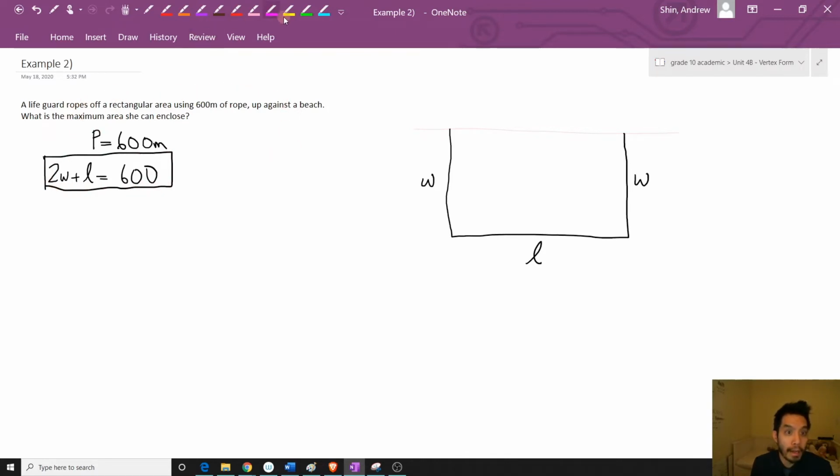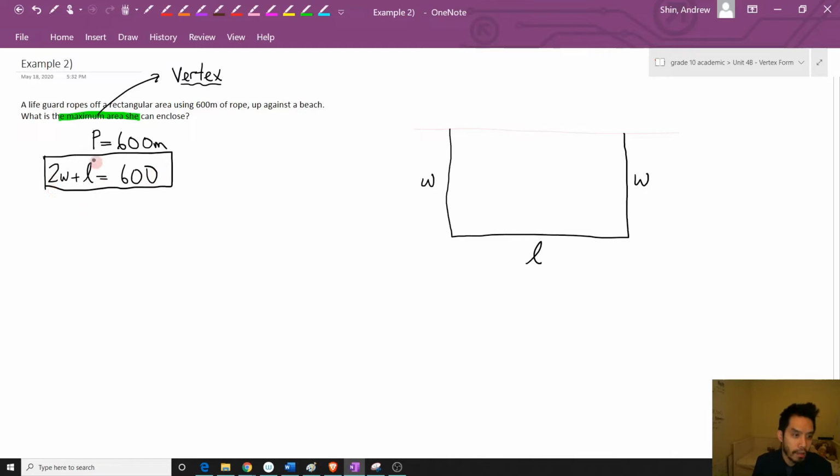They're looking for the maximum area. So when we're talking about maximum, you already kind of understand that this implies a vertex. They're looking for the vertex. And in order to find a vertex of something, we're going to have to find an equation that represents that, an equation that has a maximum.